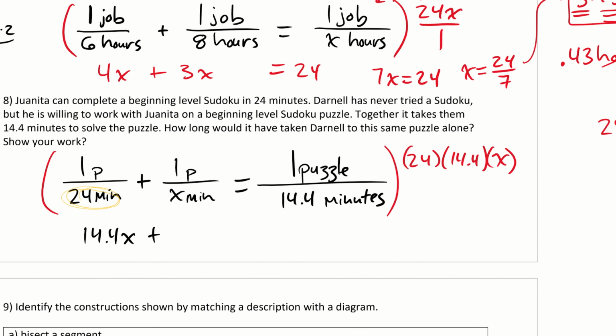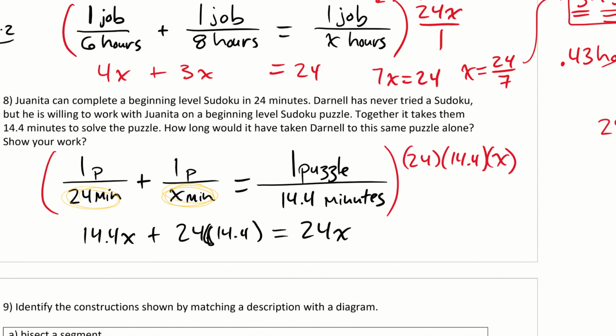So I've got 14.4x plus, when I take the 24 times 14.4 times x and divide it by this x, that's going to leave me with this product, 24 times 14.4. I'll leave it at that. And then finally, on the other side of this, I'm going to divide everything by 14.4. When I do that, I get this is 24x.